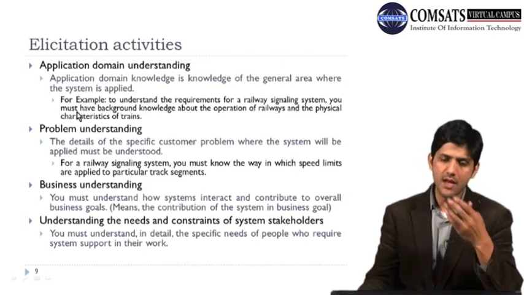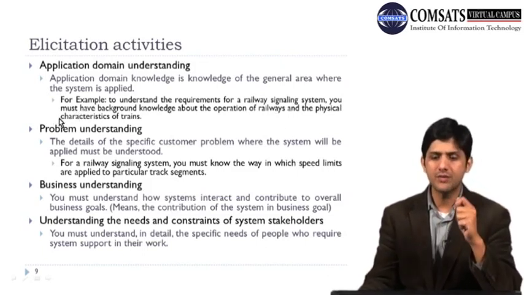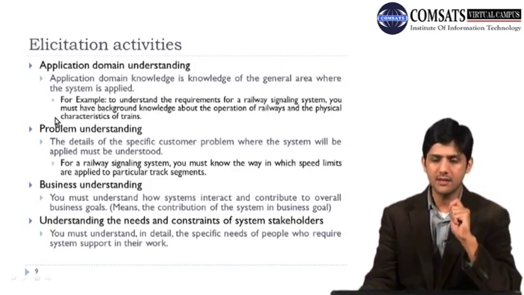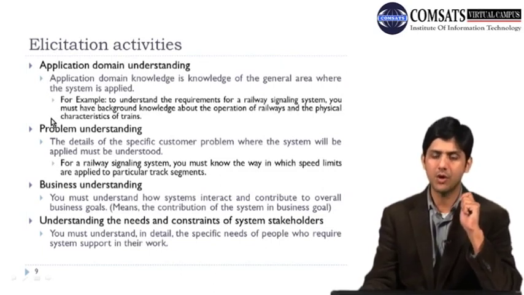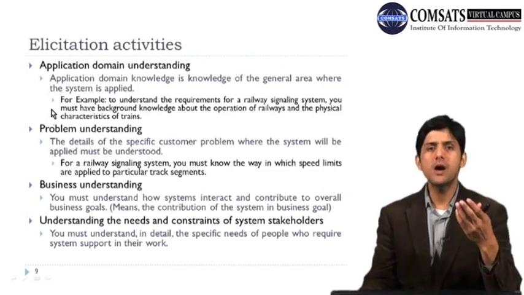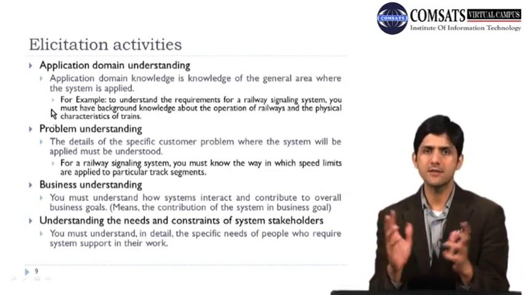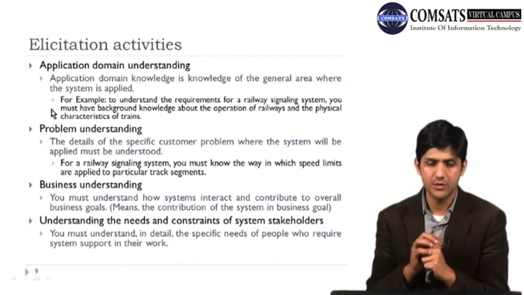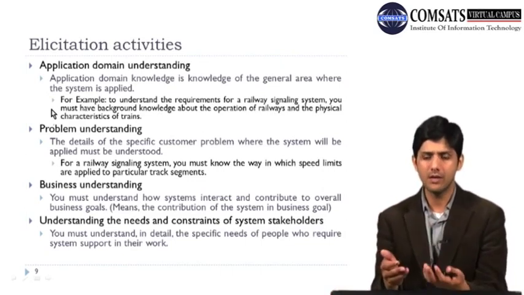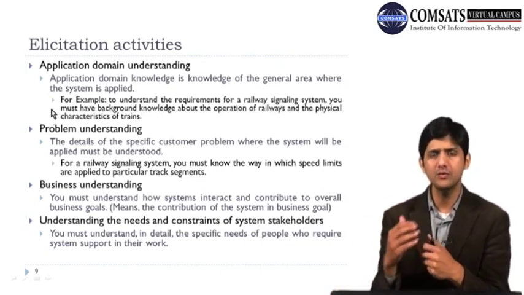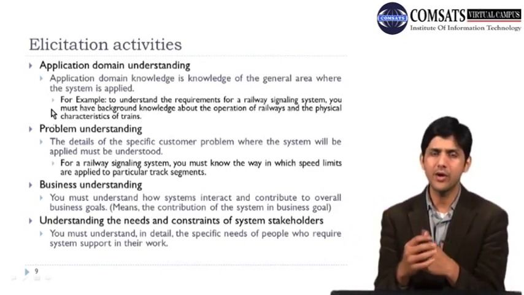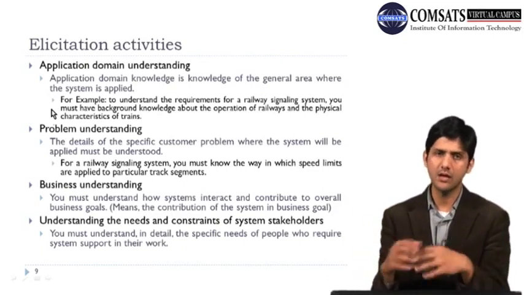So when we say application domain understanding, what do we mean? Application domain knowledge is knowledge of the general area where the system is applied. For example, to understand the requirements for a railway signaling system, you must have background knowledge about the operation of railways and the physical characteristics of trains. So if you are making this railway signaling system, you want to gain understanding of how these operations actually work in railways. You also want to know the dimensions and where these signals are deployed, and the physical characteristics of the train and all those things.